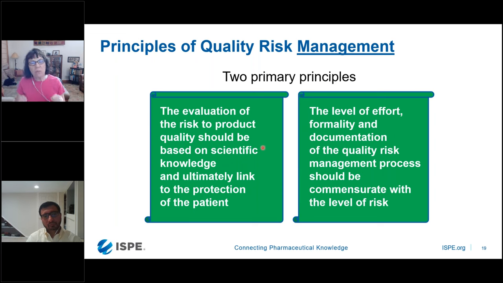We'll be applying both of these principles over and over again throughout the life cycle, in process design, during process qualification, and continued process verification. We apply these two principles. What is the risk to the patient, and how serious is that risk?